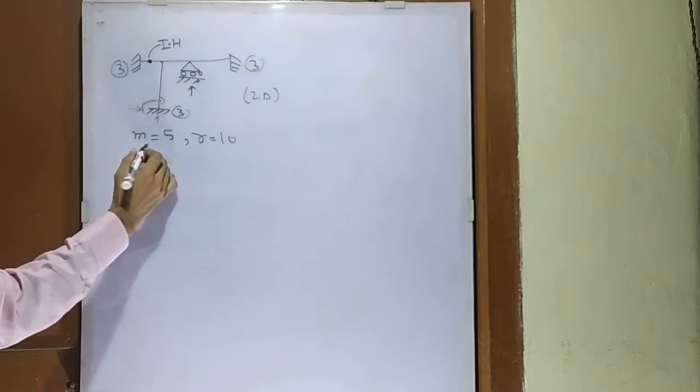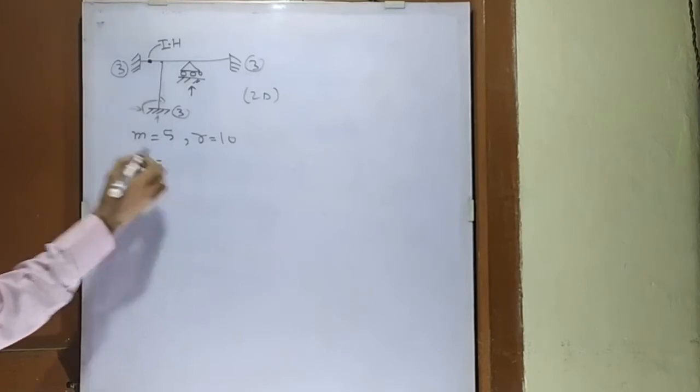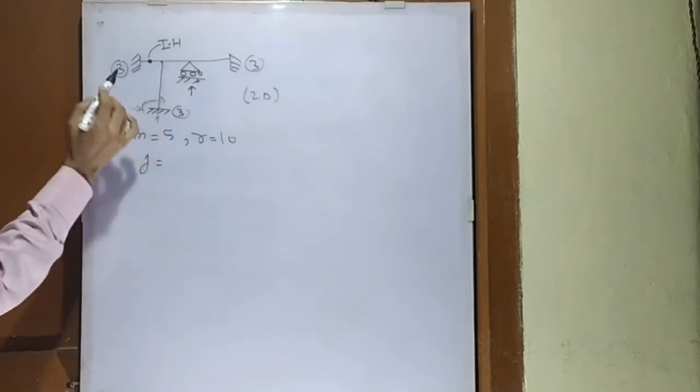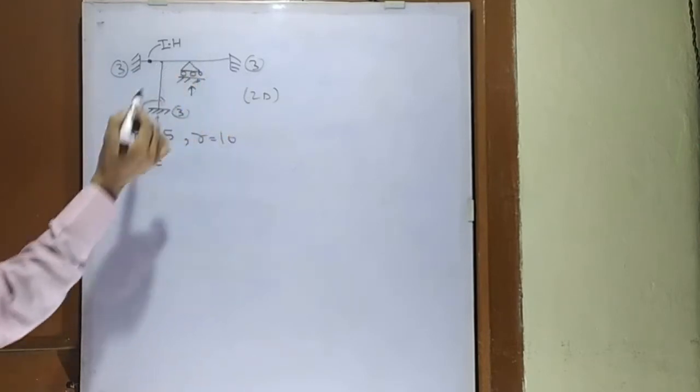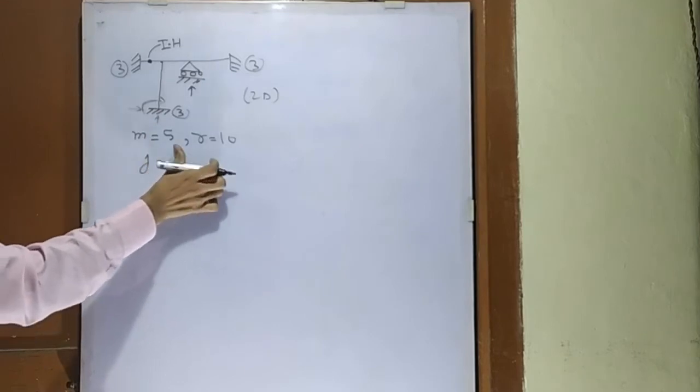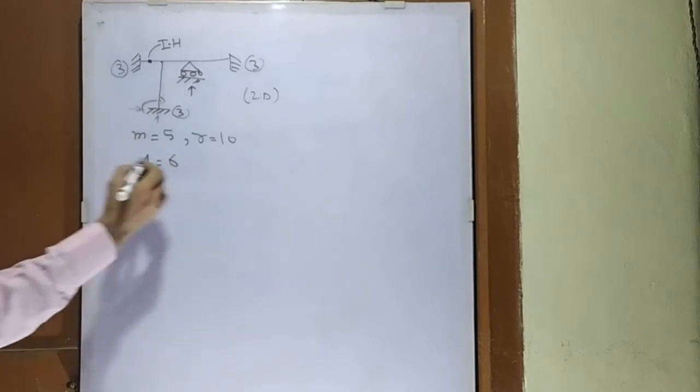What is the number of joints? We can count very easily: 1 2 3 4 5 6. The number of joints is 6. Okay, we will count the internal hinge as a joint.